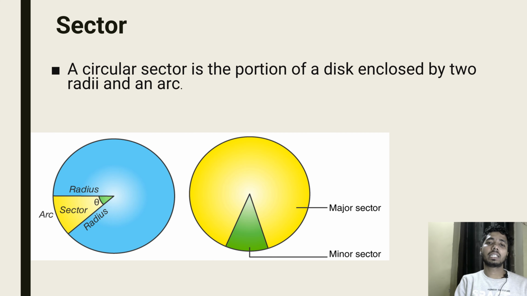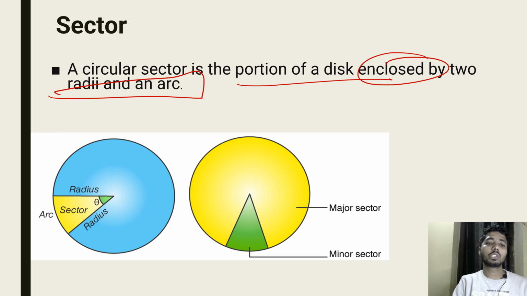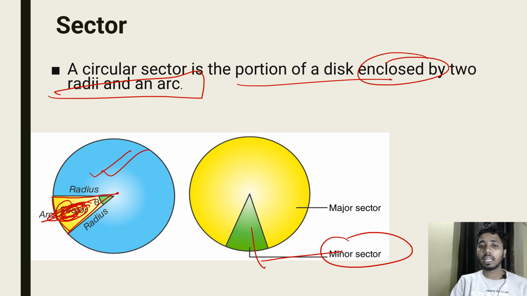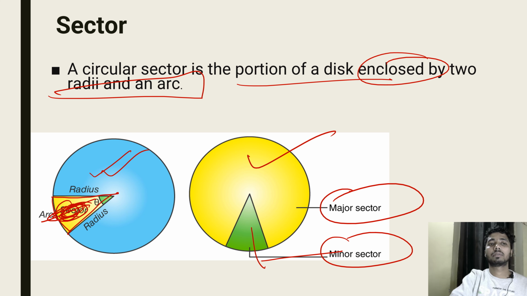Sector. A circular sector is the portion of a disk enclosed by two radii and an arc. As you can see, the arc and these two radii form this smaller region, and this smaller region is known as a sector. As you can see, this circle is divided into two parts, one smaller and another bigger. The smaller portion is known as the minor sector, and the bigger portion is known as the major sector of the circle.